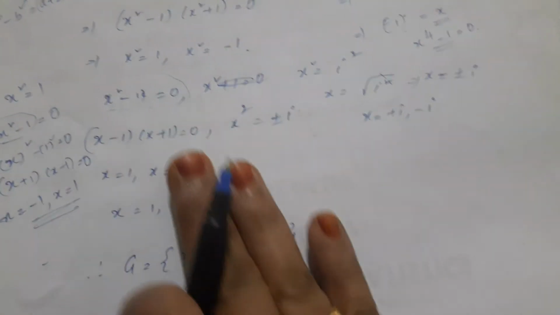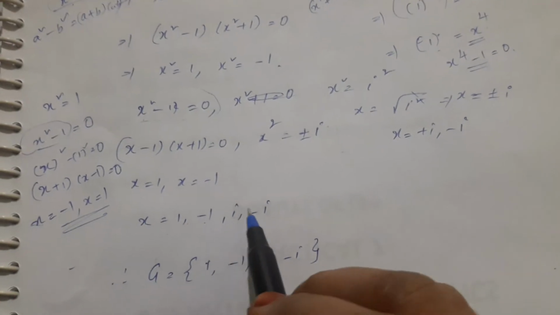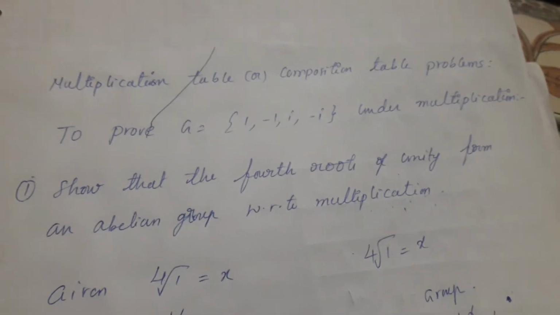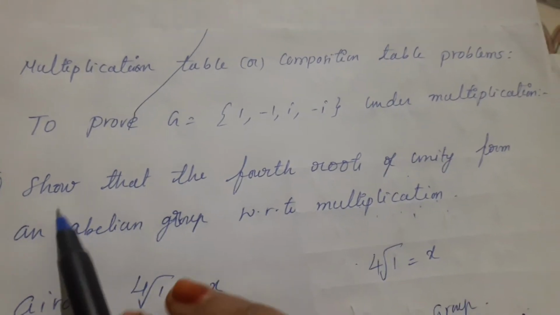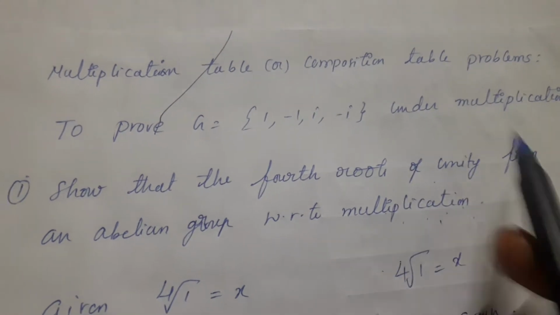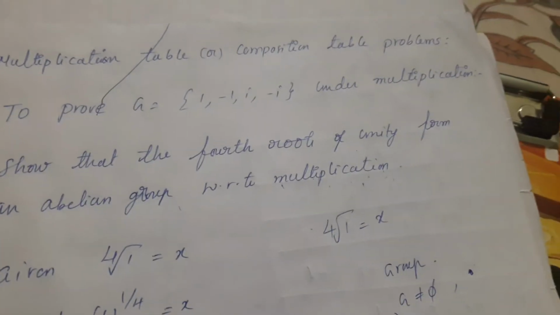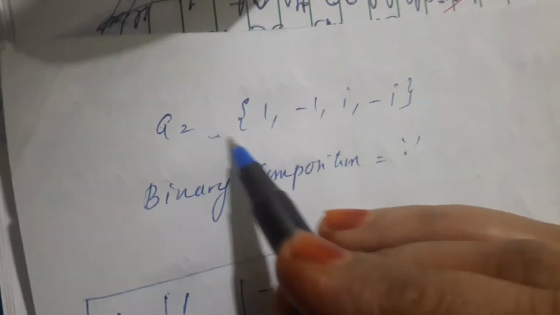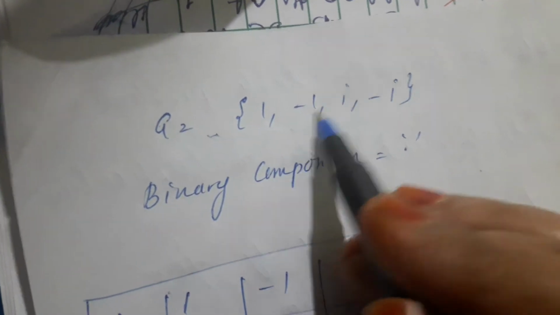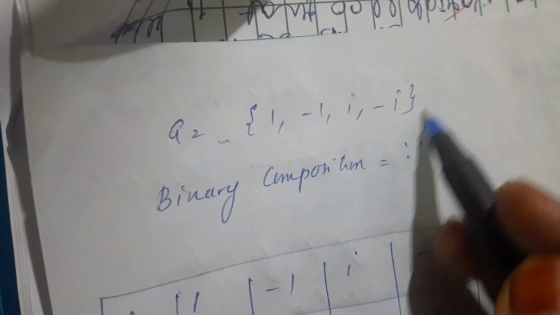Now what are the values of x here? x is equal to 1, minus 1, i, minus i. Therefore, what is given in this problem? Show that the fourth roots of unity form an abelian group with respect to multiplication. Now consider the composition table under multiplication. Let G be equal to {1, minus 1, i, minus i}. These are the elements in G.